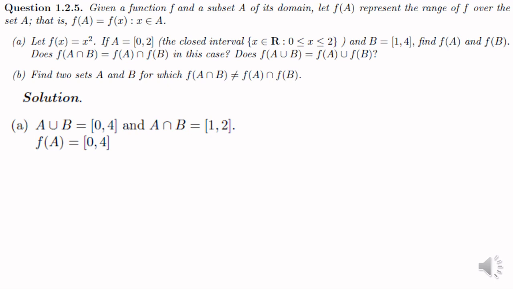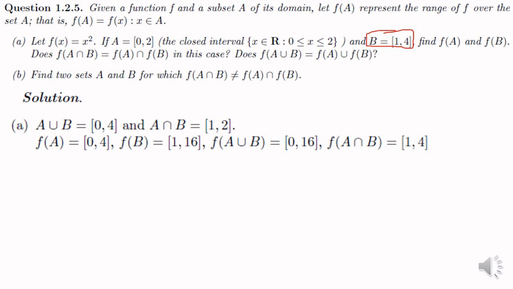And f of B is the square of the interval 1 4, which you will get as the closed interval 1 16. Now f of A union B: A union B is 0 4, so f of A union B will be the square of the end points of the interval, which is 0 16. And f of A intersection B: as A intersection B is 1 2, f of A intersection B will be 1 4.